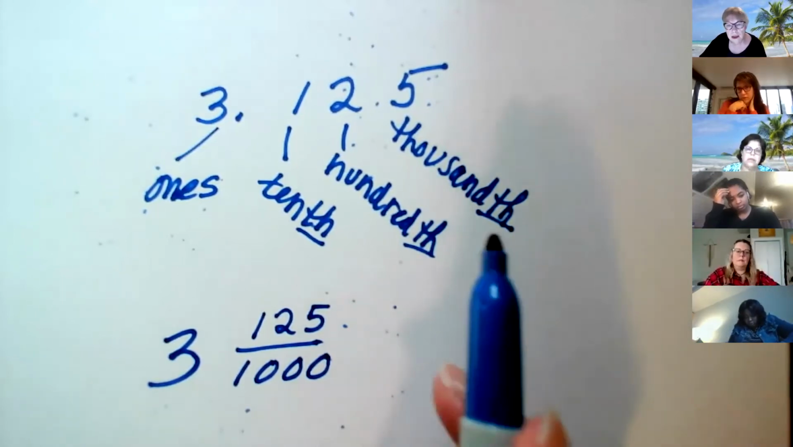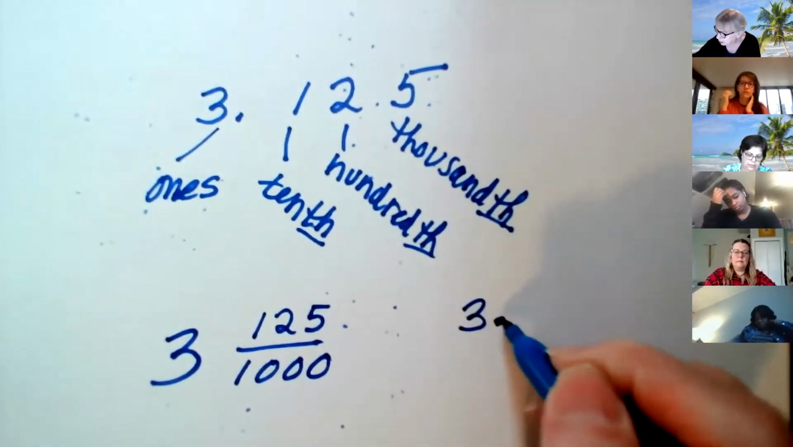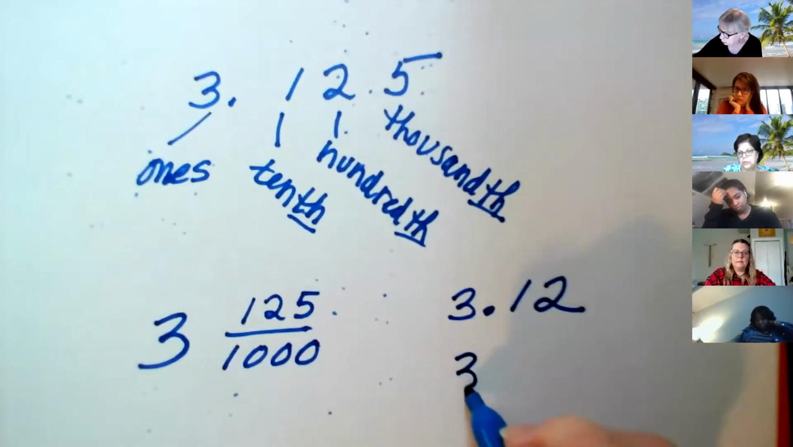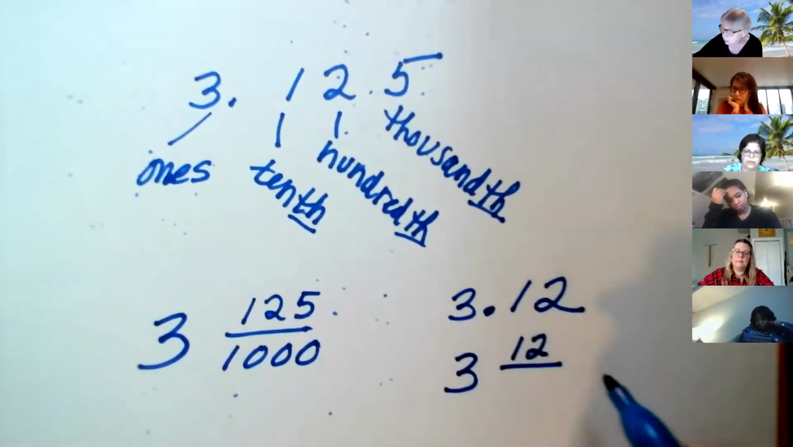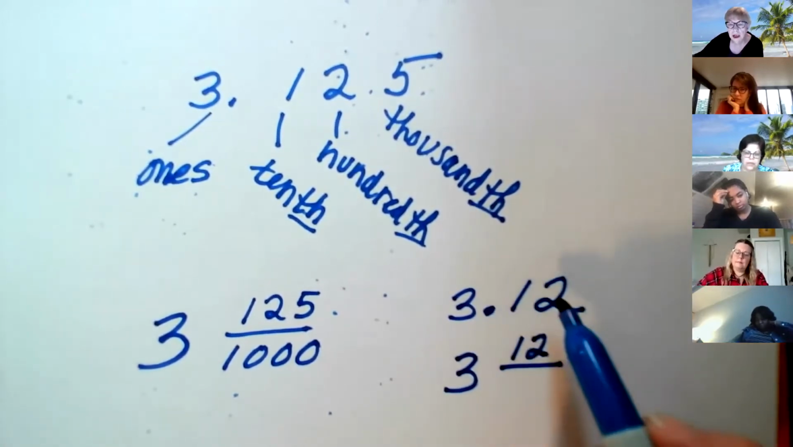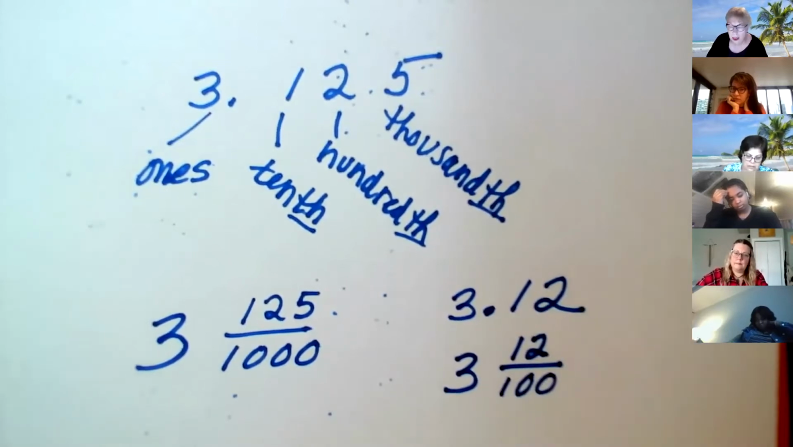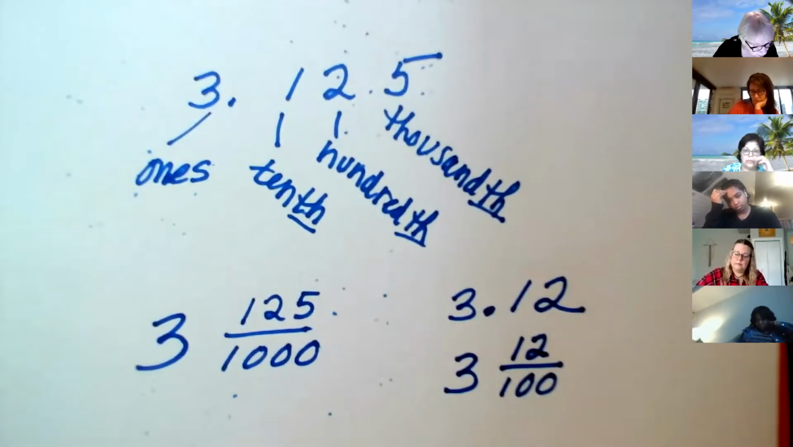And so if the number had just been this much, this would have been 3 and 12 hundredths, 12 over 100. And if somebody expects you to reduce it, then you do it because you already learned that. But that's definitely what you need to do.